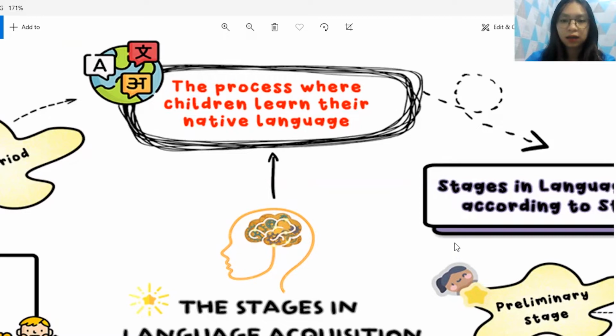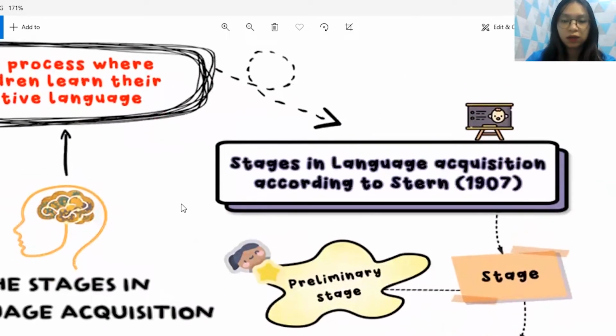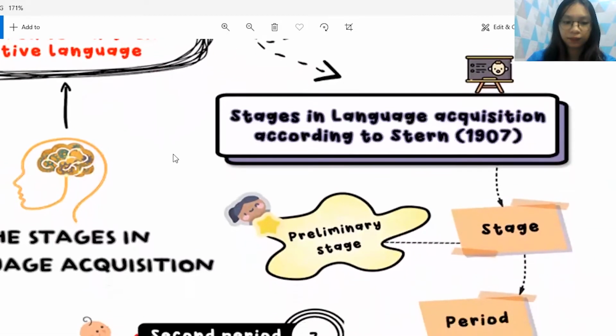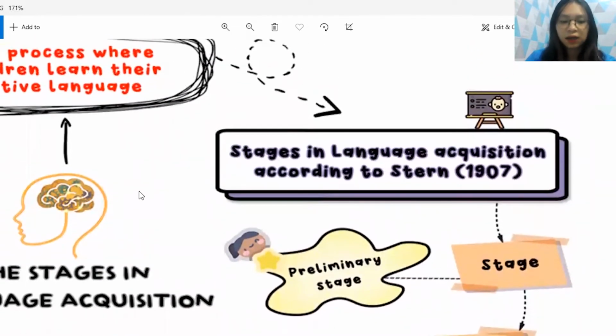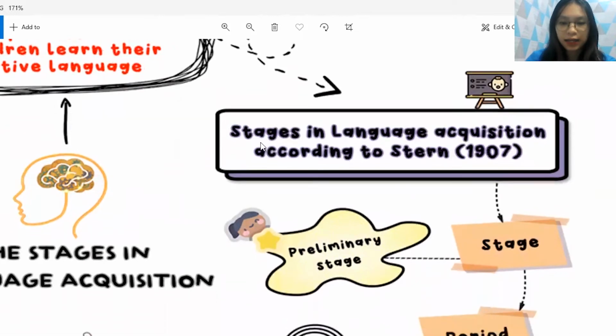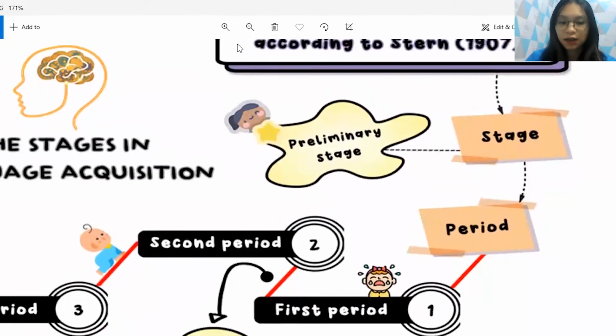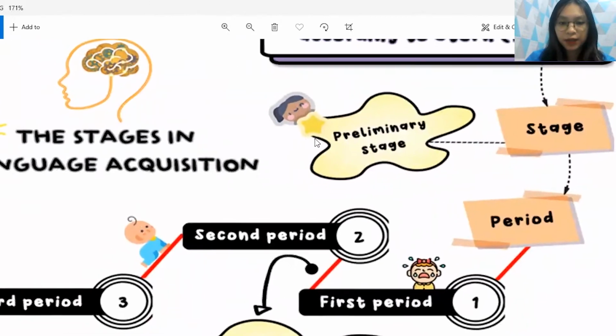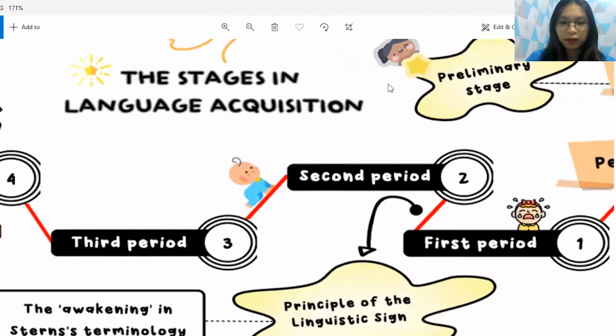The next is the stages in language acquisition according to Stern 1907. This research is considered the first absolute classic in child language, as Stern divides the terms between stage and period. Stern provides a comprehensive statement of his view of the major stages of language acquisition. Stern varies between the terms stage and period. One is a preliminary stage, and the other is the period, divided into 4 parts: first period, second period, third period, and fourth period.